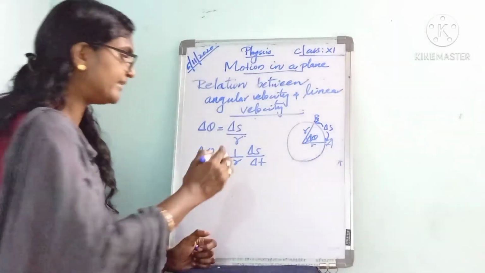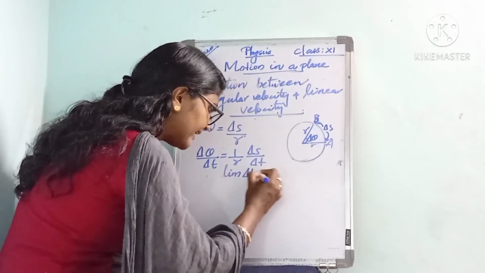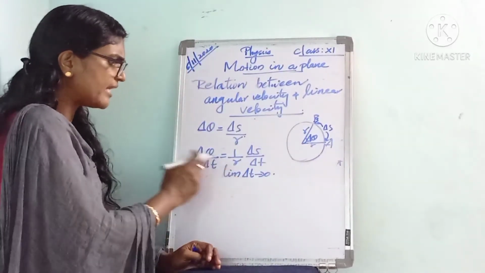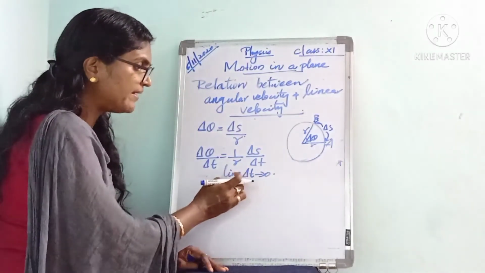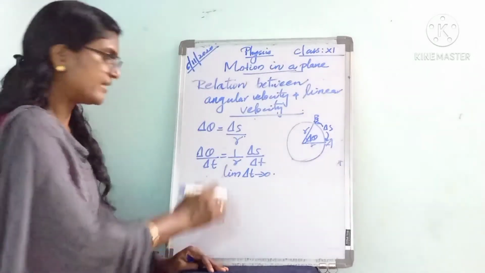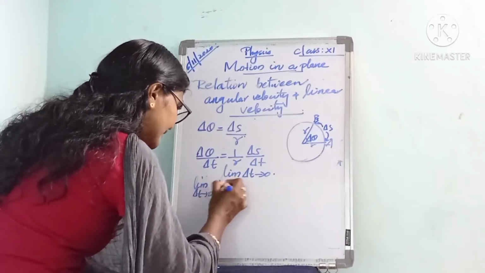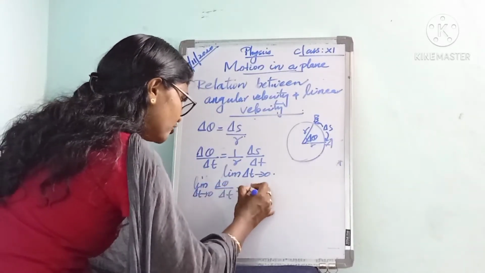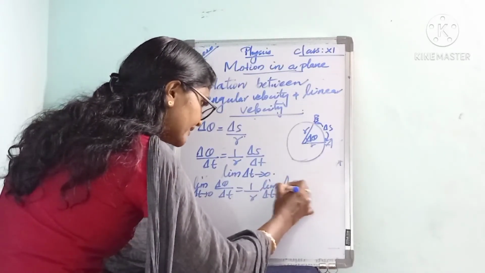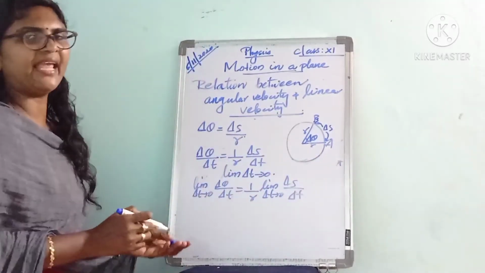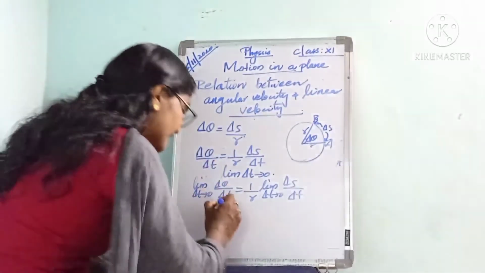Next we are taking a limit, delta t tends to 0. We have to apply this limit to both sides. Limit delta t tends to 0 means this time interval approaches 0. So we can write limit delta t tends to 0 delta theta by delta t is equal to 1 by r limit delta t tends to 0 delta S by delta t.